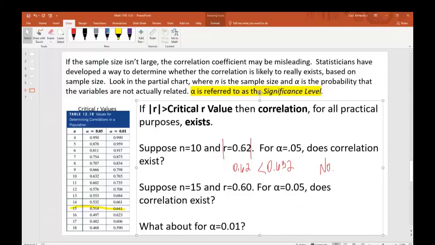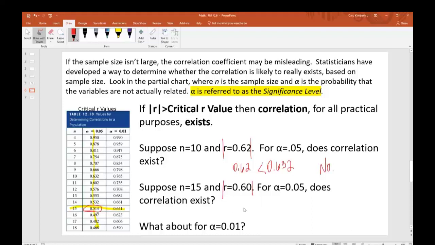They're going to give you an alpha of 0.05 or 0.01 or 0.005 or something. It'll be something on the chart. You're not going to have a number like 0.065. It's not on the chart. So here I've got alpha is 0.05. Again, I'm going down this column. So the critical r value I'm looking at is 0.514. This is the r from the problem.